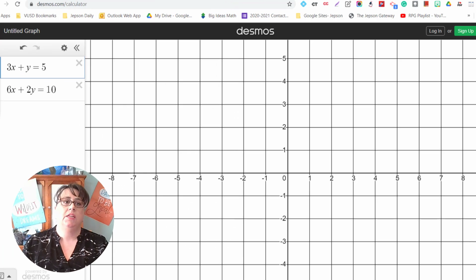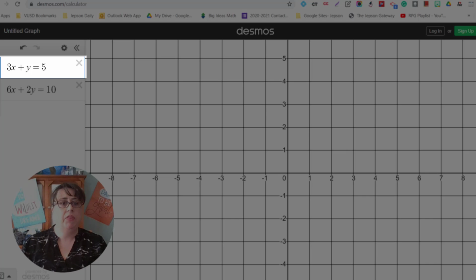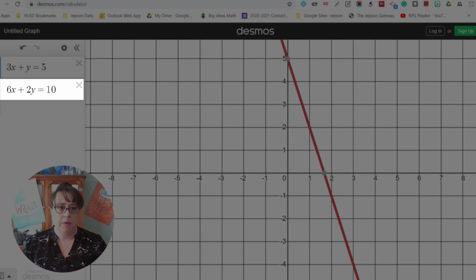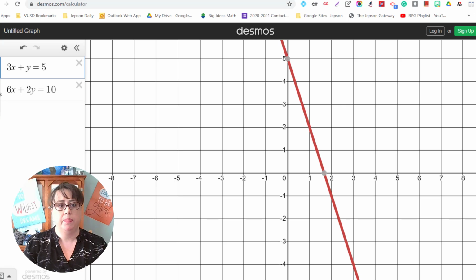So here we are on Desmos looking at the two lines. The first one that we were given, 3x plus y equals 5, and there it is graphed. The second one we were given was 6x plus 2y equals 10. That was the one where we renamed it by multiplying by 2. And what happens when I graph it is we can see that it's the exact same line. They're in the exact same place.